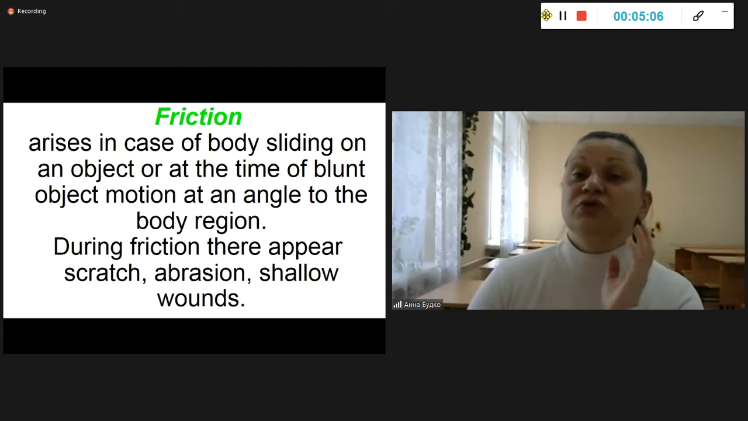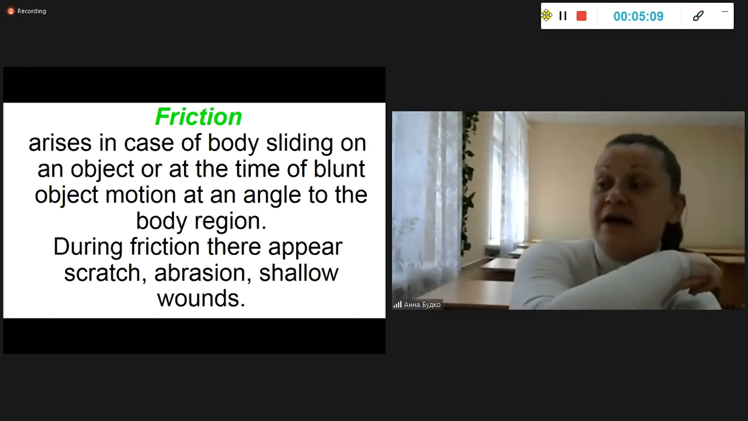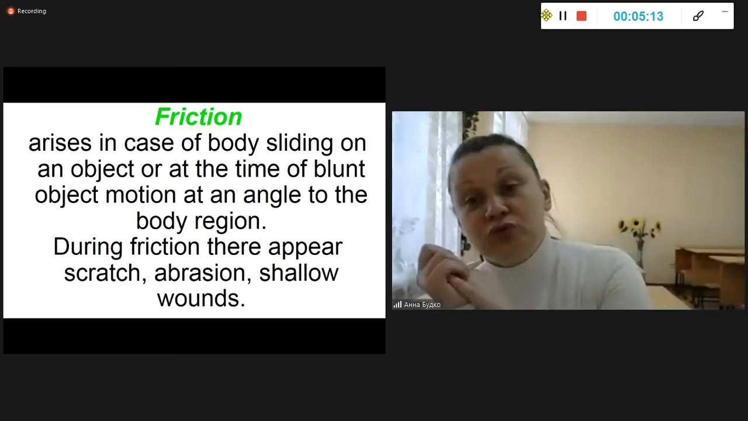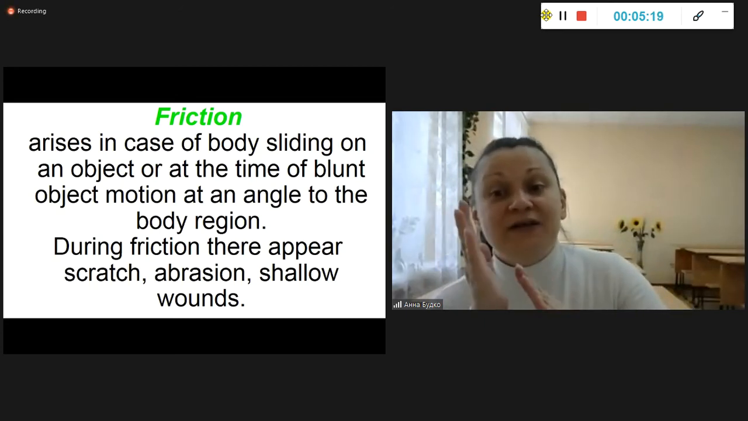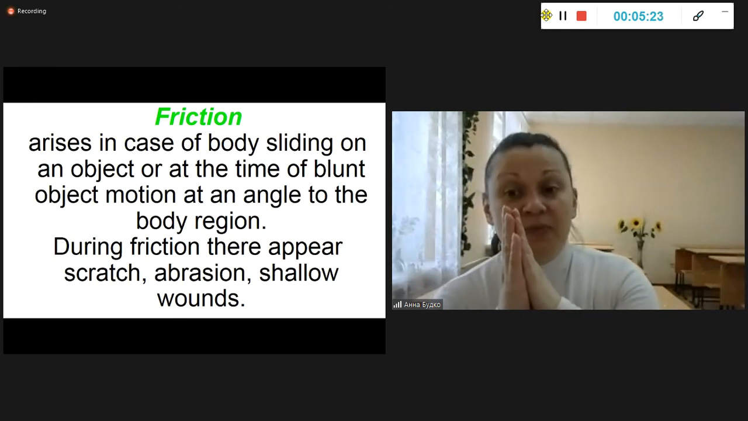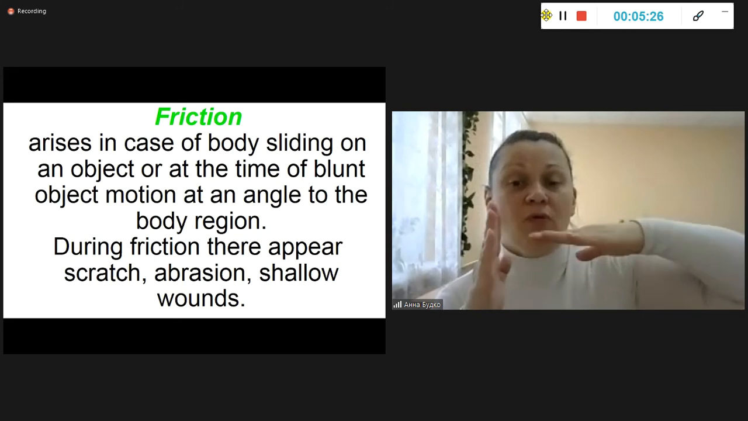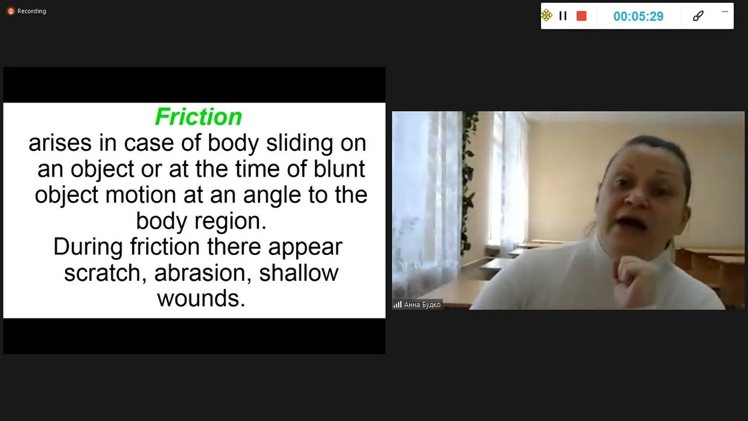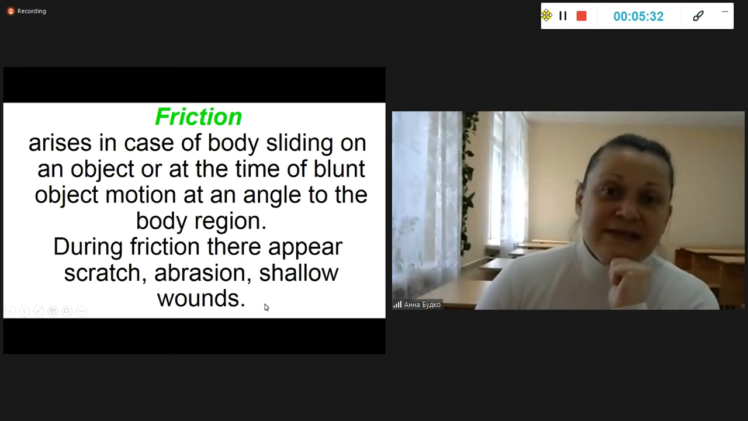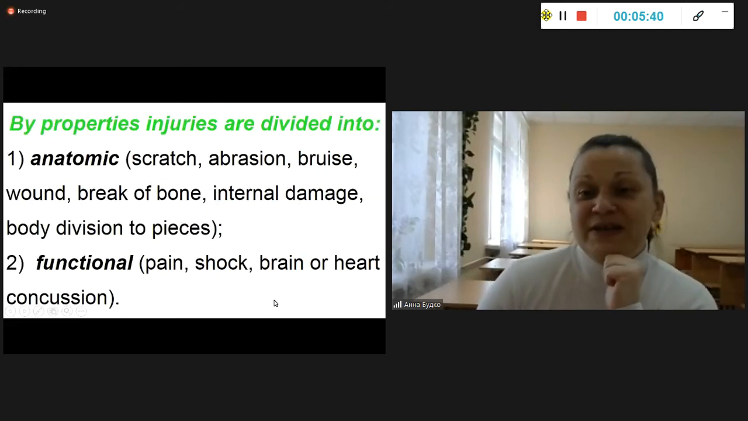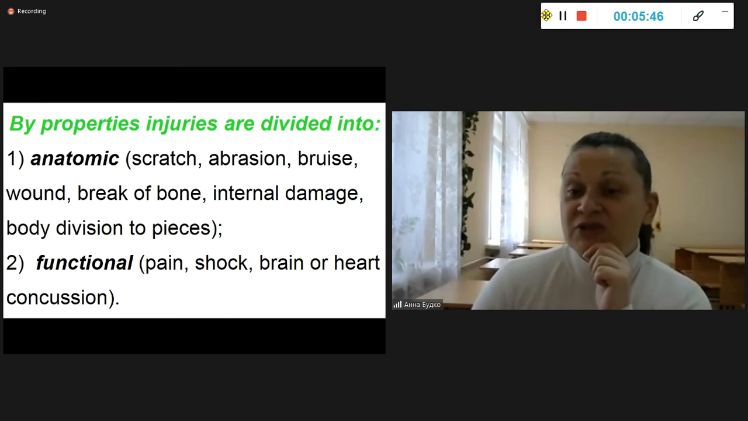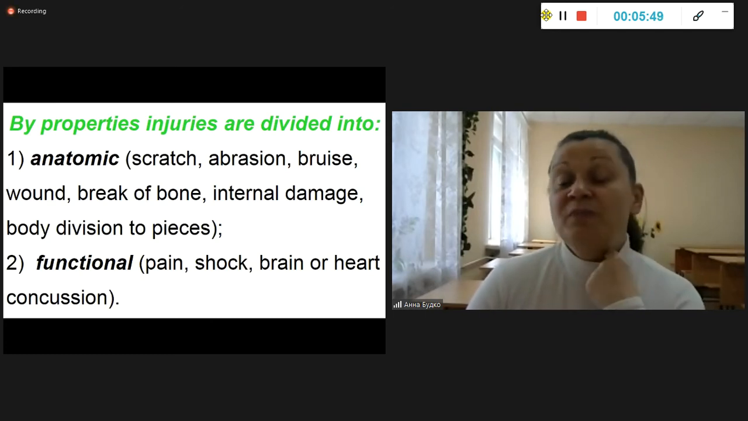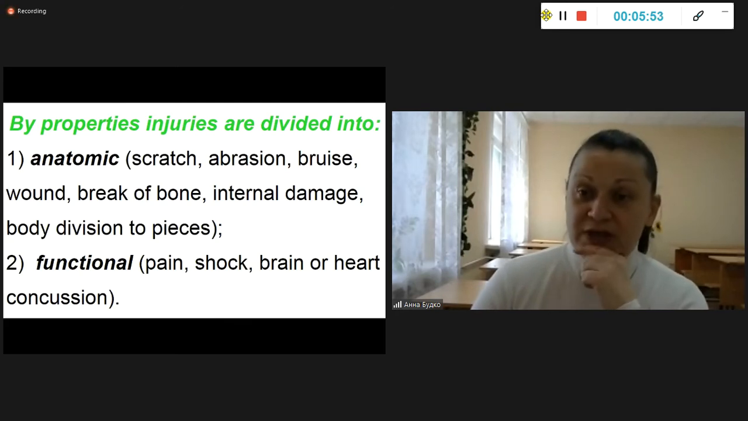Friction. Now, remember, friction is formed due to sliding of the body along the surface of the traumatic object, or due to sliding action of a traumatic object on the body under an acute angle. Because if we take a right angle, this action is named blow. So in our life, in most cases, you can see mechanical injury formed due to friction: abrasions, scratches; and due to blow: bruise, wound, fracture, trauma of inner organs, bone dislocation. These injuries are named anatomical injuries.